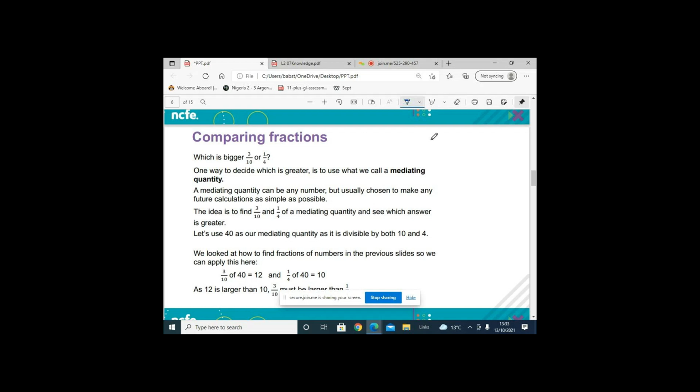Which one is bigger between 3/10 and 1/4? You make it the same denominator, times 4, times 4. You get it now? So you can change this one to 12/40. And this one is going to be what? Times 10, times 10 becomes 10/40. So this one is bigger because 12 is more than 10. You know that?